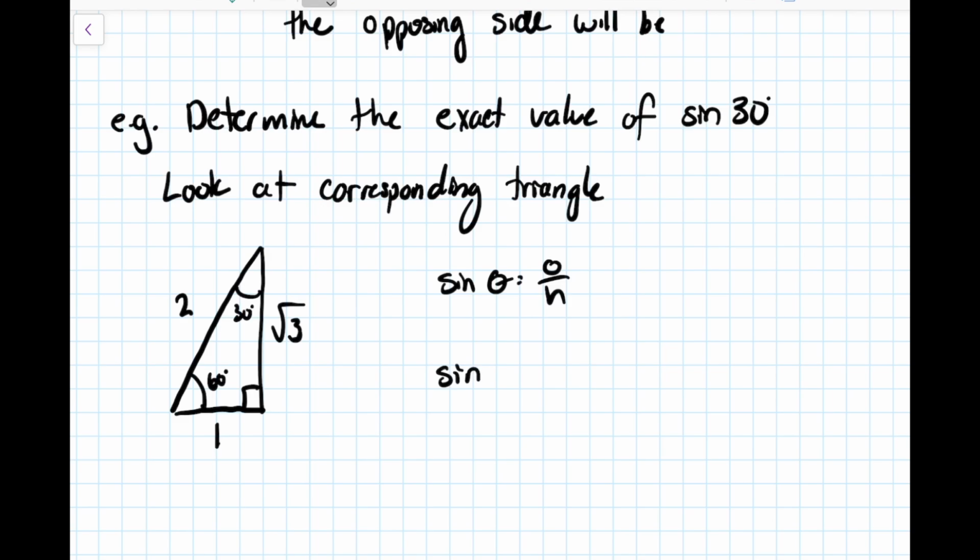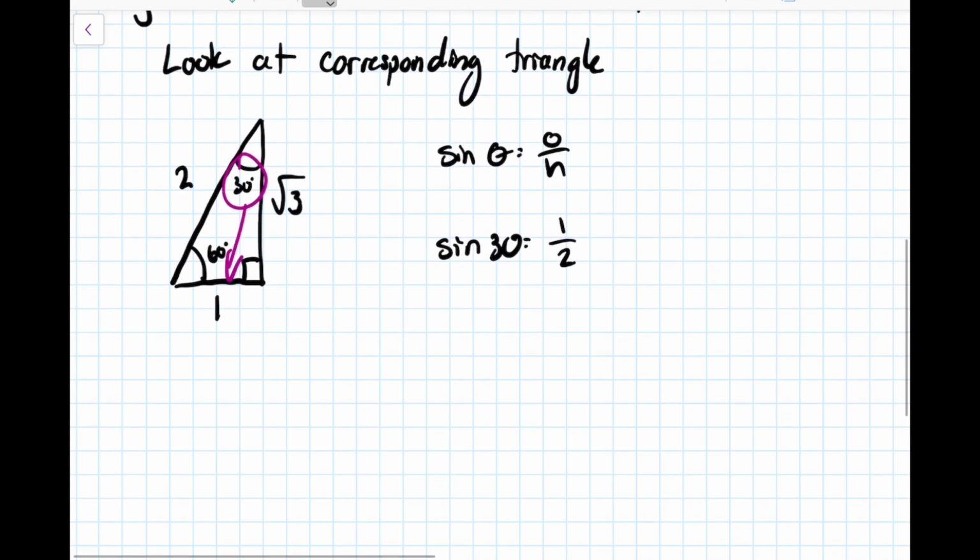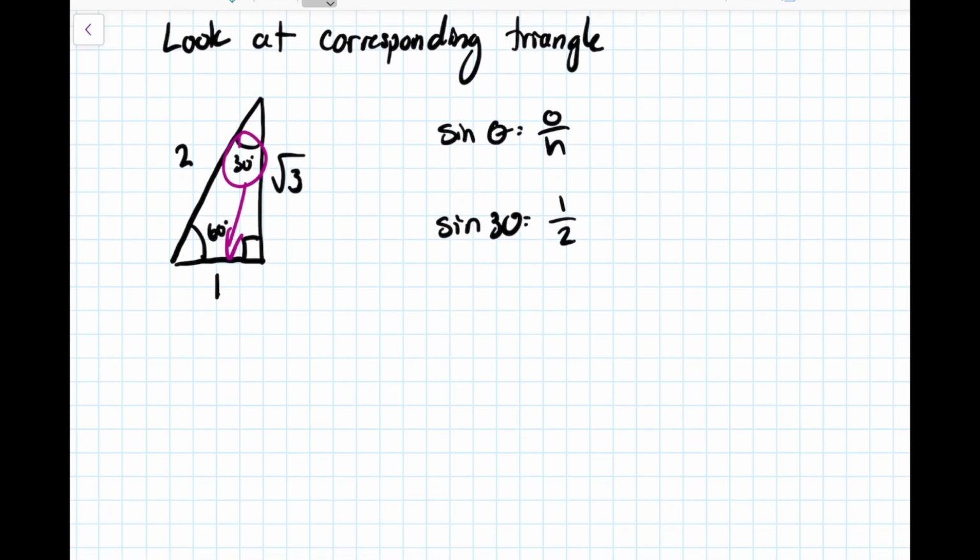And so if we want to do sine of 30, our opposite from 30 is 1, and our hypotenuse is 2. So we get sine of 30 is 1 over 2. And if you plug that into a calculator, you would get sine of 30 equals 0.5. So hey, we got an exact value. Granted, this was a pretty boring one because it's just a decimal or a fraction.